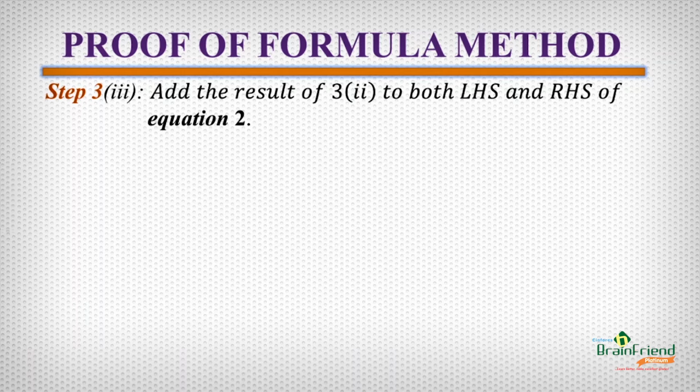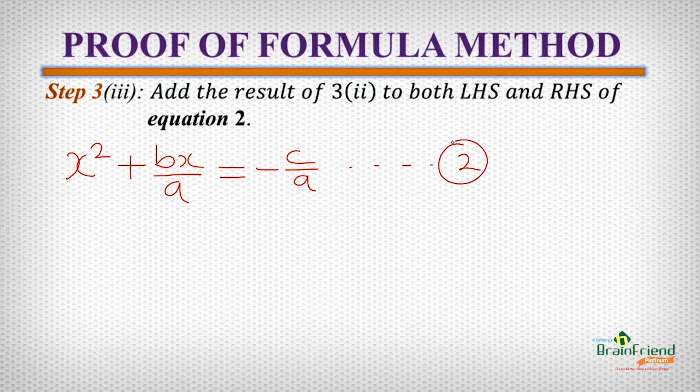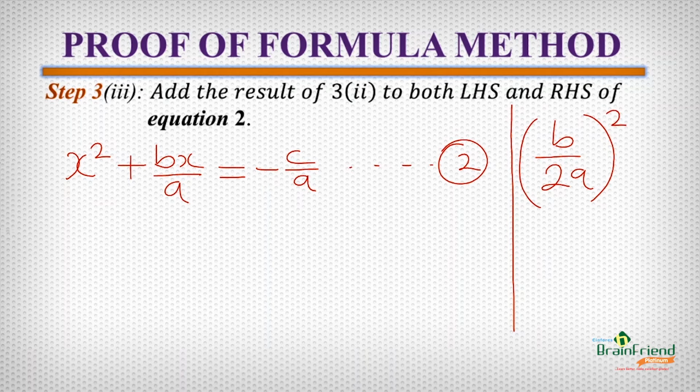The last stage of step 3 will now be to add the result we obtained in 3ii to both sides of equation 2. Remember, our equation 2 now is x squared plus bx over a equals minus c over a. So we want to add what we got in 3ii, which is b over 2a, squared. So let's add this to both sides of equation 2.